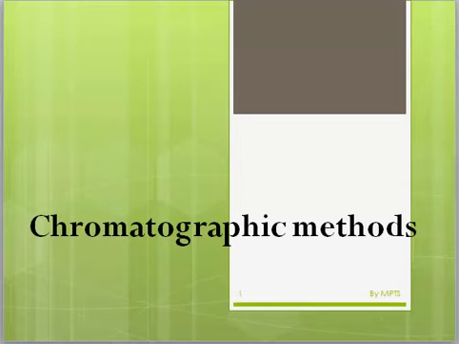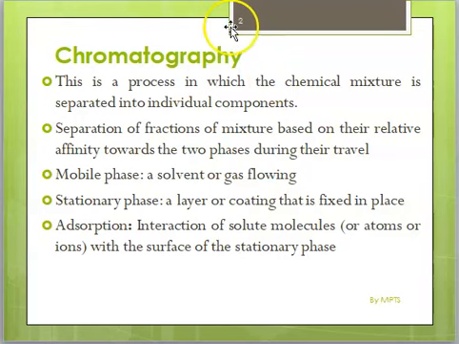So today we shall briefly talk about chromatography methods of separation of chemical mixtures. What is chromatography? Chromatography is a process in which a chemical mixture is separated into individual components. Separation of the fractions of the mixture is based upon a relative affinity towards the two phases of chromatography, where we have the mobile phase, which can be a solvent or a gas, and the stationary phase, which is usually a layer coated with an adsorbent.